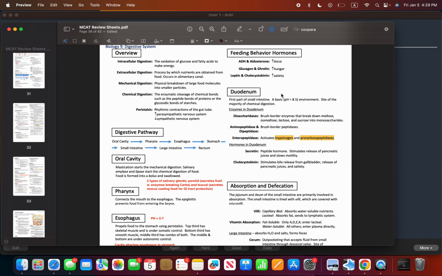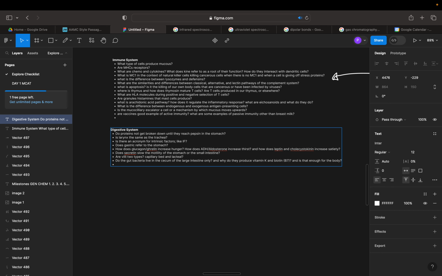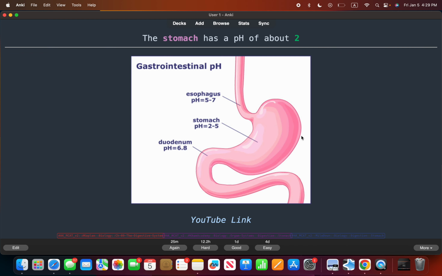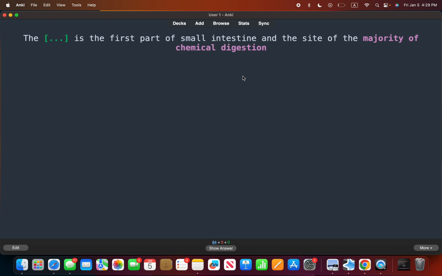So we have to make sure, is the pH of the duodenum 6.8 or 8.5? It's also tricky because the duodenum has to kind of be 8.5, more basic, to neutralize the acid that's coming from the stomach. So yeah. What is the first part of the small intestine and the site of the majority of chemical digestion? It is the duodenum, right?